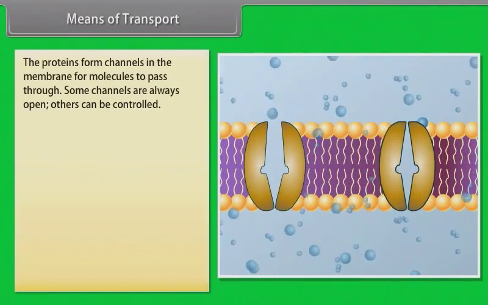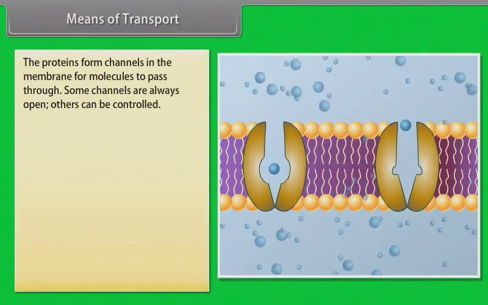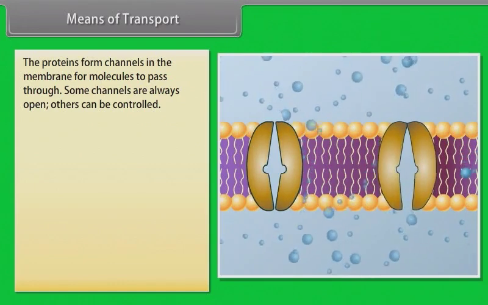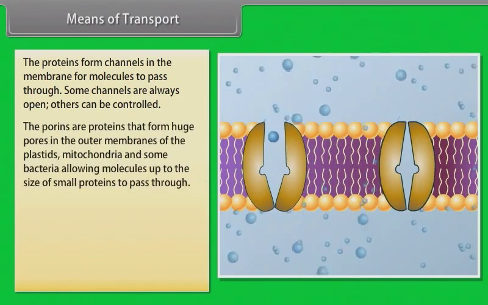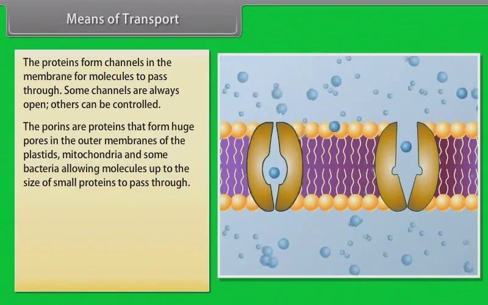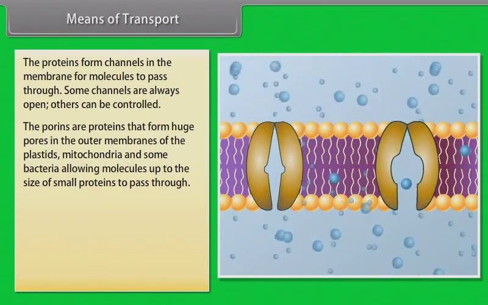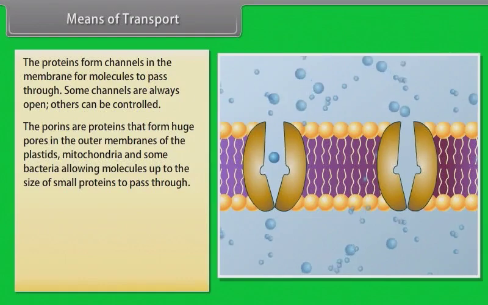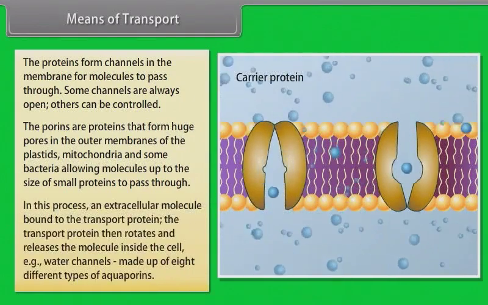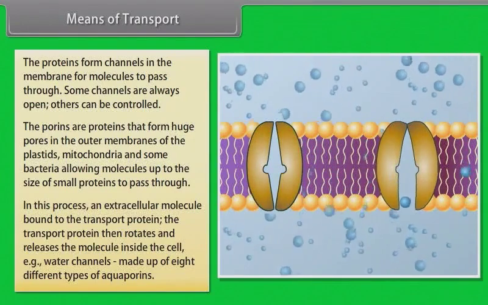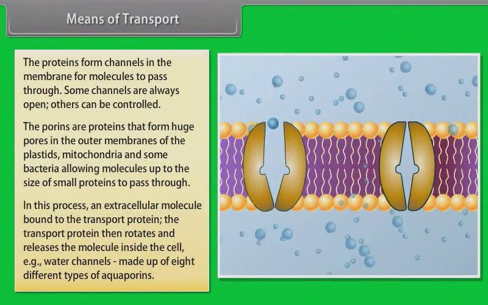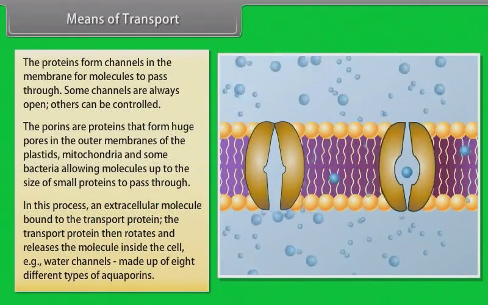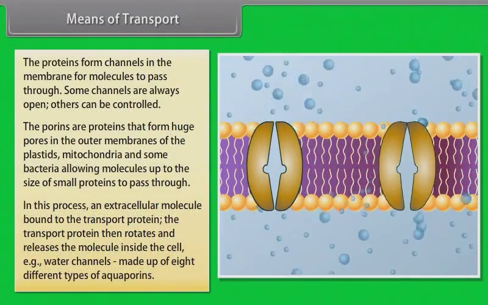The proteins form channels in the membrane for molecules to pass through. Some channels are always open, others can be controlled. Some are large, allowing a variety of molecules to cross. The porins are proteins that form huge pores in the outer membranes of the plastids, mitochondria, and some bacteria, allowing molecules up to the size of small proteins to pass through. In this process, an extracellular molecule binds to the transport protein. The transport protein then rotates and releases the molecule inside the cell. For example, water channels are made up of 8 different types of aquaporins.